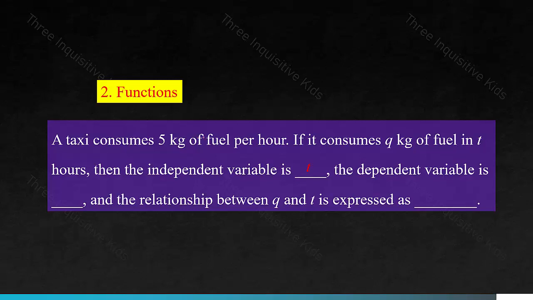So T would be the independent variable because it's indicating for how long the car has been driving. And Q would be the amount of fuel consumed. When you write this as a mathematical function, it would be expressed as Q equals 5T.